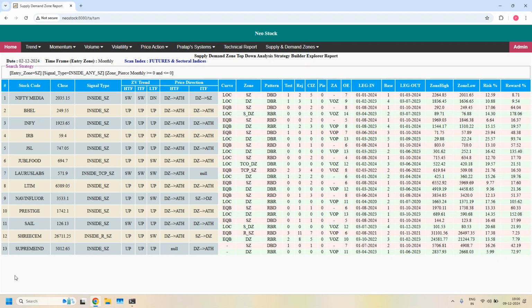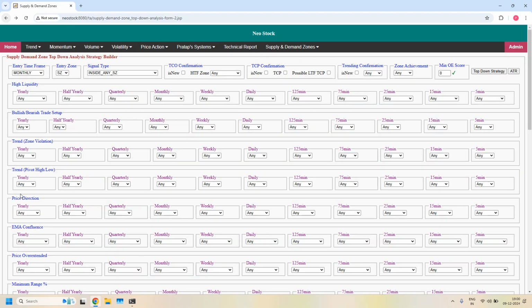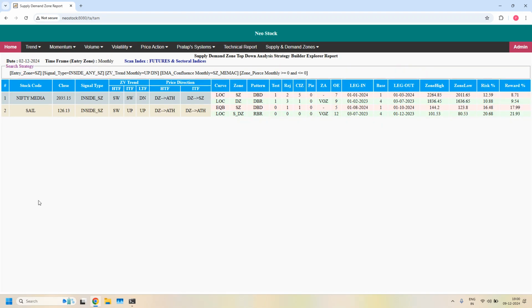Price closed inside the monthly supply zone. But we want high probability monthly supply zones based on EMA Confluence. Supply zones having monthly EMA Confluence. Let's verify. EMA Confluence, monthly time frame, monthly supply zone having monthly EMA Confluence. And the trend on monthly time frame should be either up or down, but not sideways. So 2 stocks are filtered. These monthly supply zones are having monthly EMA Confluence.